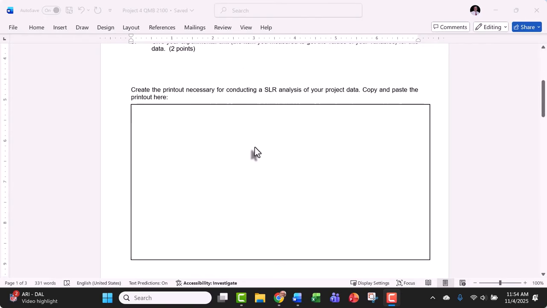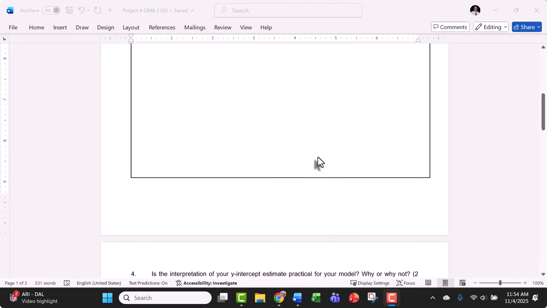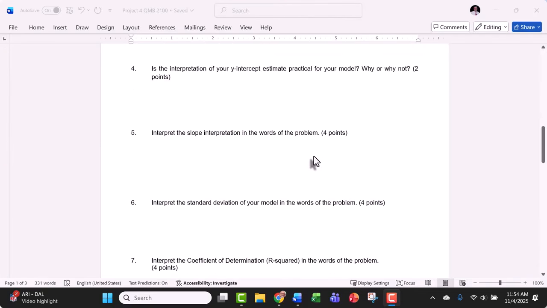I show you in my little demonstration video how to generate the printouts, and I want to see your printout here, because all the numbers you see on the printout, from the beta interpretations to the standard deviation to the R-squared, all that stuff, to the actual tests that we're conducting, is on the printout that you're answering questions from here. Question 4, interpretation of your y-intercept. Is it practical? Why or why not?